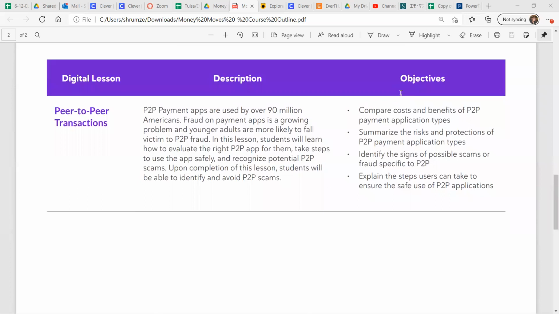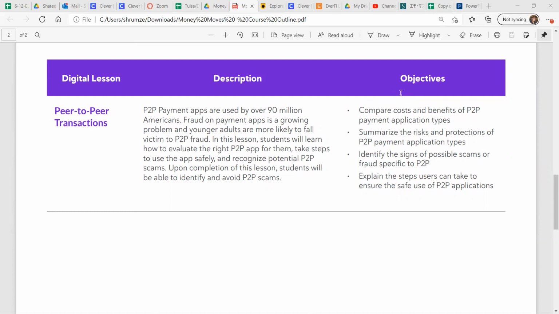And then the last digital lesson is peer-to-peer transactions. So peer-to-peer or P2P payment apps are used by over 90 million Americans. I use them. Fraud on payment apps is a growing problem, and younger adults are more likely to fall victim to this peer-to-peer type of fraud.